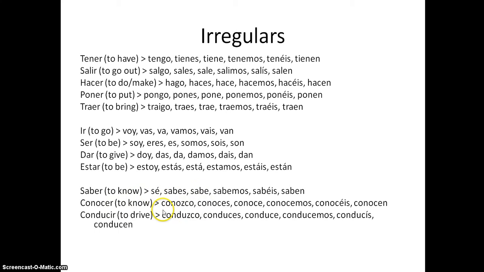Conocer, again, first one's irregular, the rest is regular. Conozco, conoces, conoce, conocemos, conocéis, conocen. And conducir, conduzco, again, first one irregular and the rest are regular. Conduces, conduce, conducemos, conducís, conducen. Actually, there's a mistake there, sorry, it should be conducimos. Make sure you note that one down. So any verb that ends in CER or CIR, the first person will go ZCO.